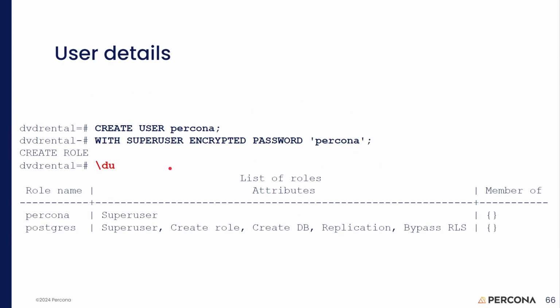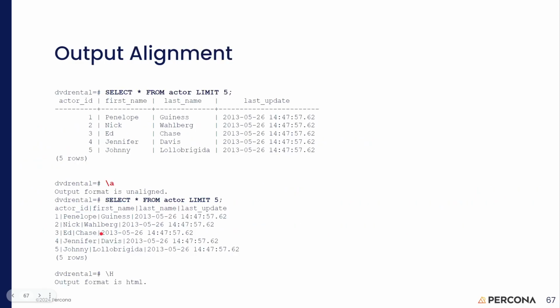User details. Let's go out and create a new user called Percona, and we're going to give that user superuser privilege, and we're going to give that person an encrypted password of Percona. Not best security practice here, but this is for an example. If I go out and do a \du, here we have our role name, Percona, and that person is a superuser. If you notice down here, Postgres, the root account for the instance, has a whole bunch of other interesting privileges that we're not going to go into in this series.